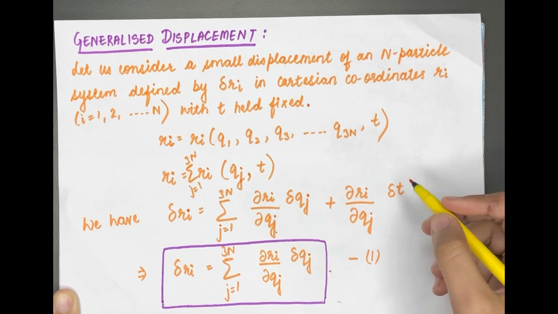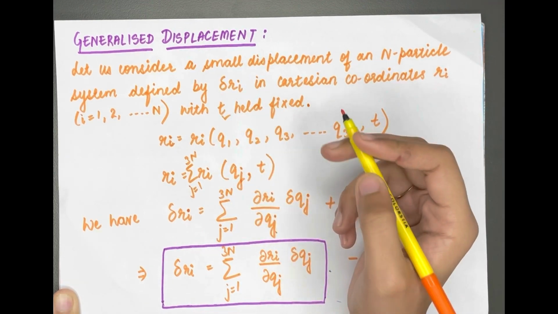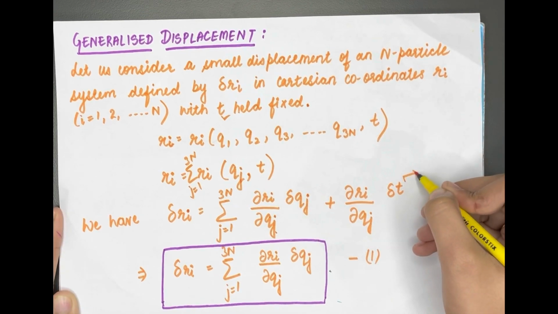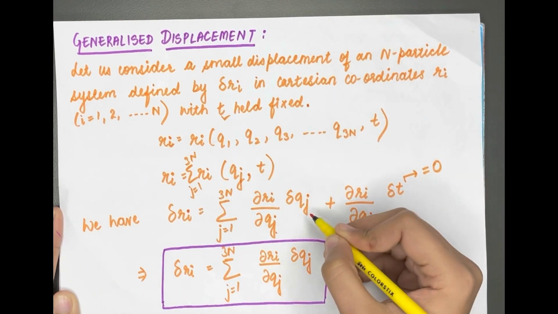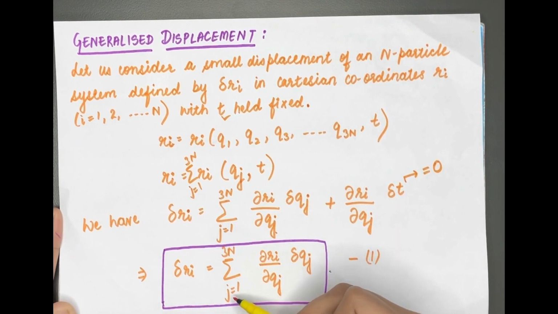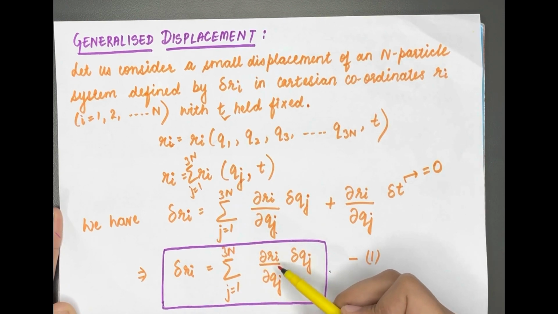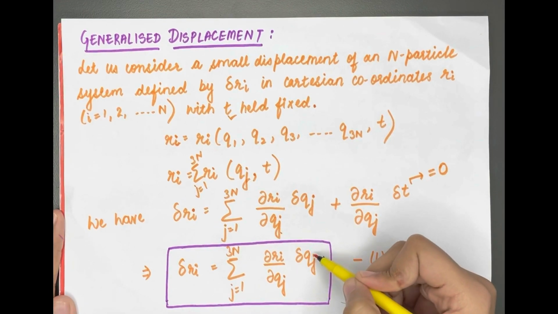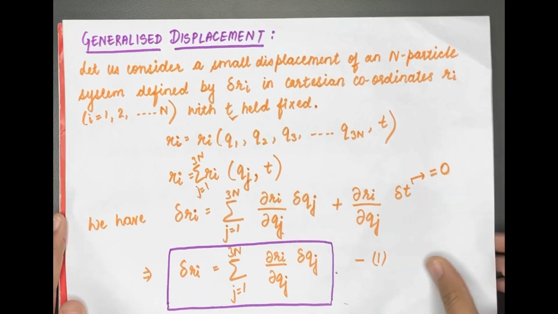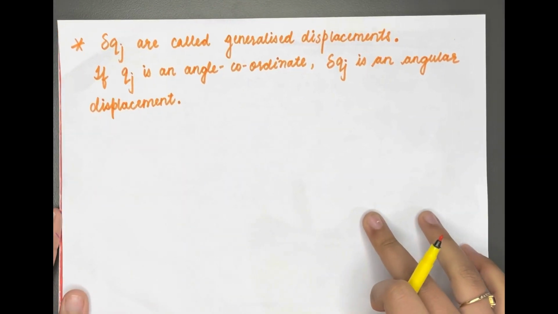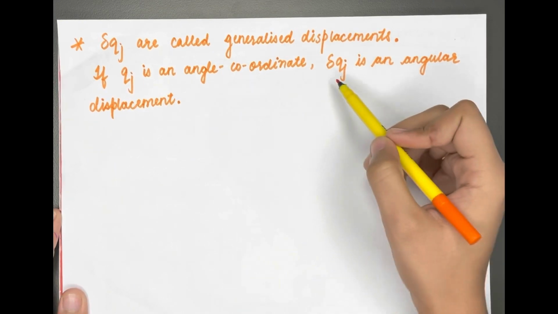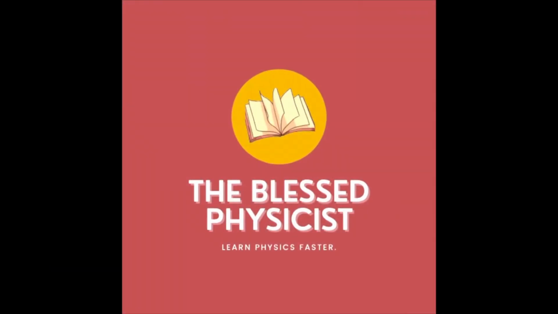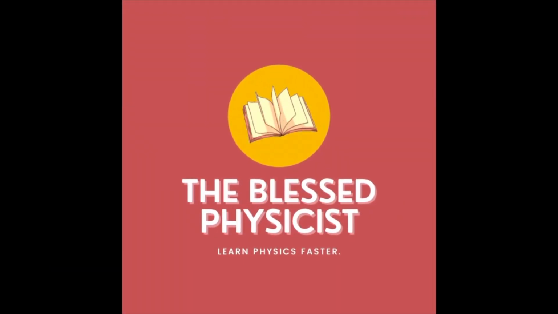Now we know that we have kept t fixed. That means there is no variation in time, which makes δt equal to 0. So this equation becomes δRi equal to the summation over j from 1 to 3n of ∂Ri/∂qj δqj. Now this δqj is the generalized displacement. If qj is an angle coordinate, then δqj is an angular displacement. We are done with generalized displacement. In the next video, we will talk about generalized velocity.